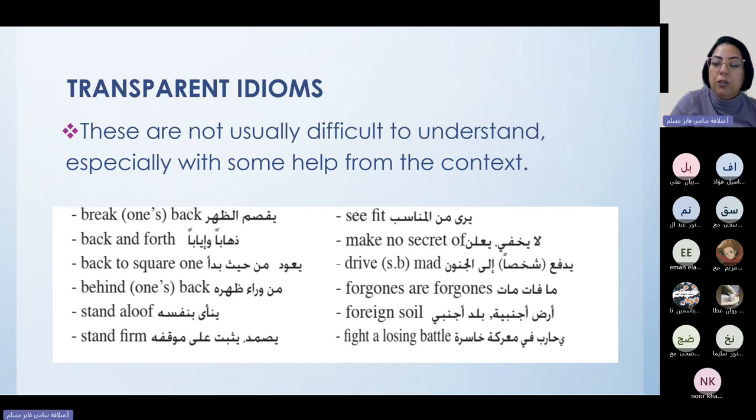So transparent idioms, we said, are those we can separate from each other. Okay. For example, read this one, Atheel. Bygones are bygones. Gone, forgone. From the word gone, ذهب. What is it in Arabic? اللي فات مات. Okay. What about this one? Behind one's back. من وراء ظهره. We say he did the thing behind his father's back. عمله من وراء ظهر أبوه.